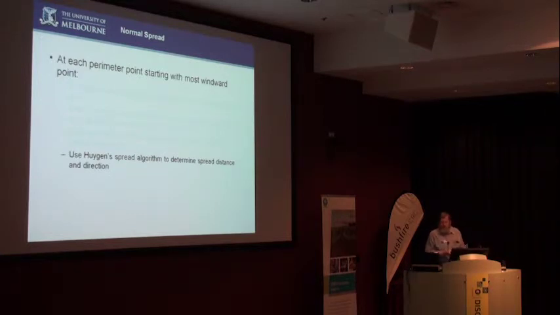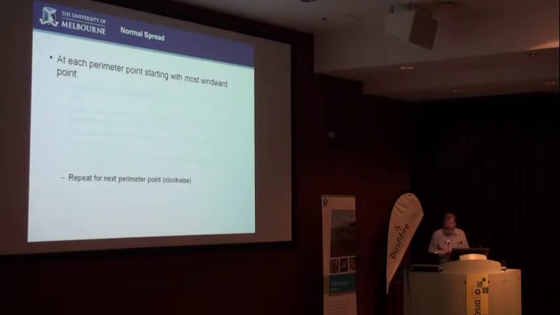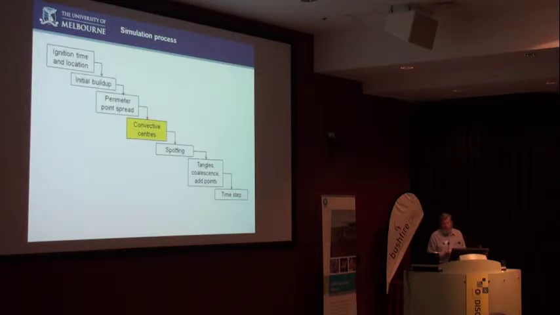We use the PHOENIX spread algorithm to determine the spread distance and direction. That's come from the CSIRO fire application of it, which seems to be a better implementation than what has been used in Farsight and Prometheus. Just the mathematics are a little smarter in a way. And then we repeat that for the next perimeter point as we go around the perimeter, so we're dynamically looking at the fuel, the weather, and the terrain as we move around.